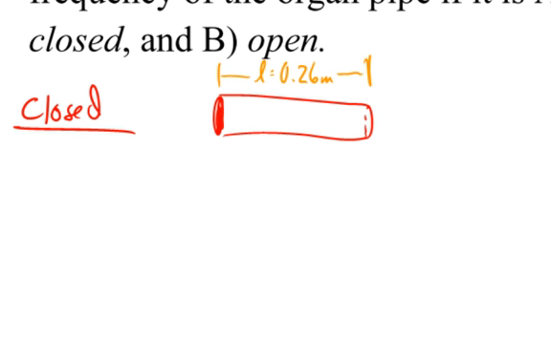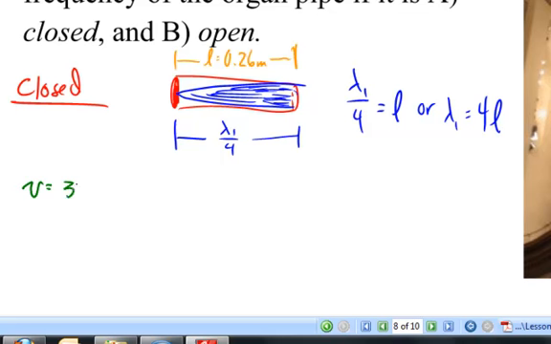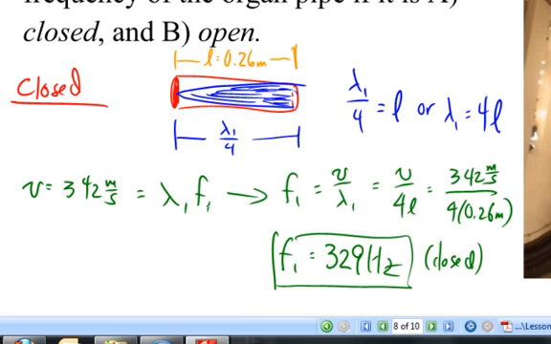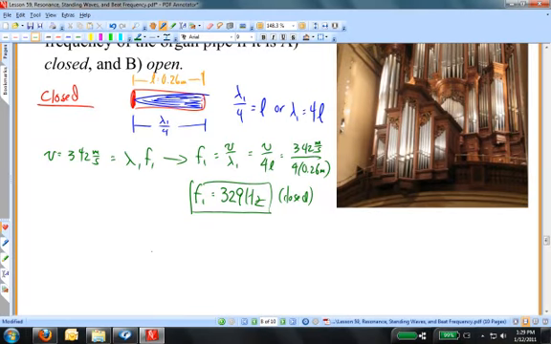So I have my pipe. It's 0.26 meters long. And now I want to put the fundamental mode into this for a closed pipe. Remember, I have to have a node at one end and an antinode at the other end. And I can put 1/4 of a wavelength in there, so that λ1/4 is equal to 0.26 meters. Now they tell me what the speed in the church is. The speed is 342 meters per second, but the speed is equal to the wavelength times the frequency. And we're asked to figure out what the frequency is. So solve that equation for f1 and make your substitutions. I get that the closed pipe frequency is 329 Hertz.